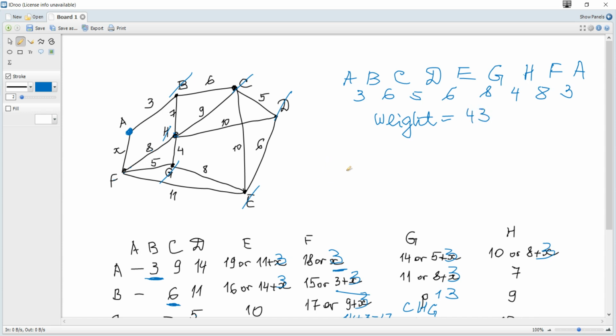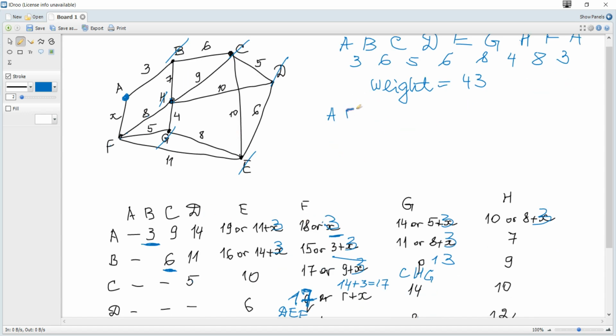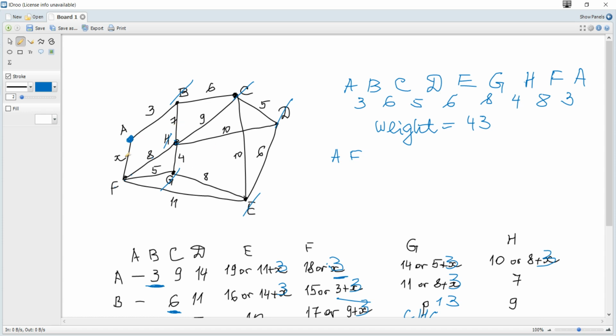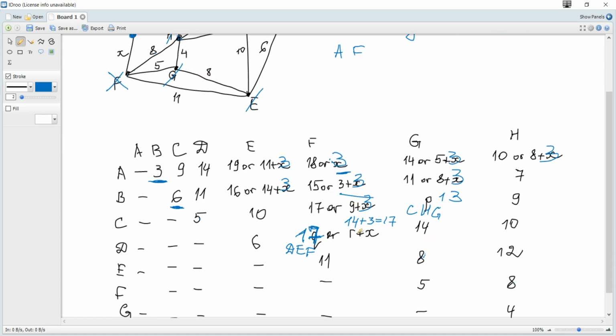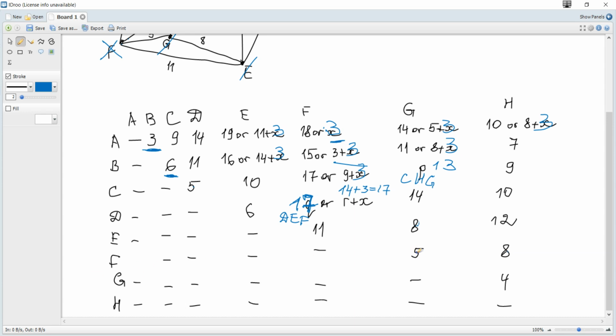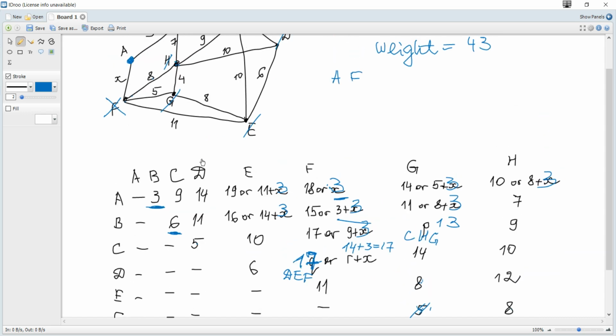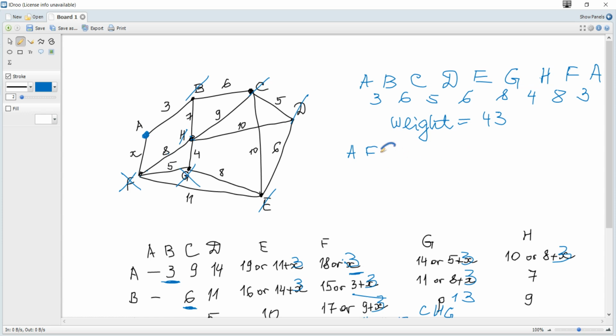Another possible cycle, it's again A, but we choose F instead of B, so it becomes AF. Then from F, the shortest possible edge, you can see that it's G. From F to G, so AF it's 3, it's 5 to G, then from G to H is 4.